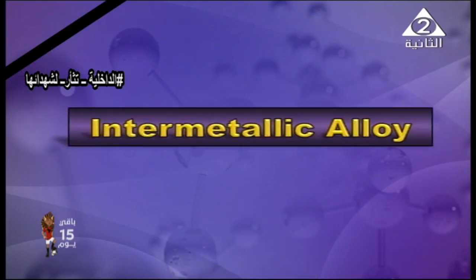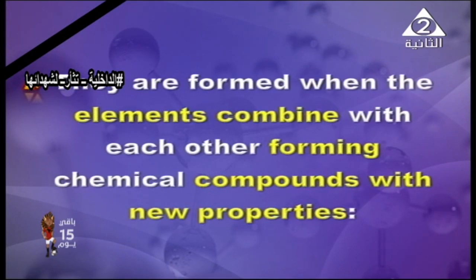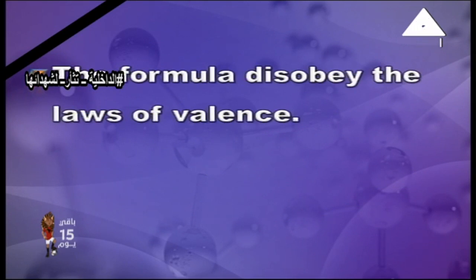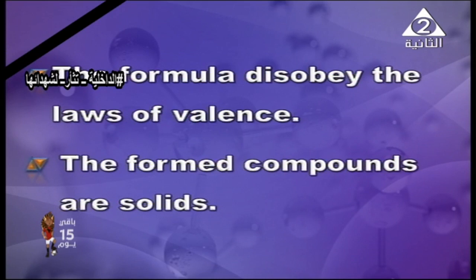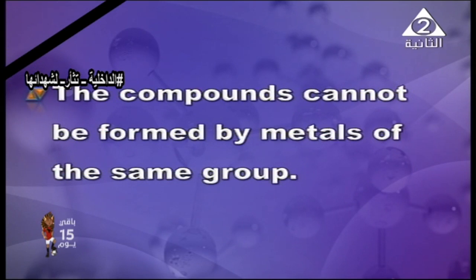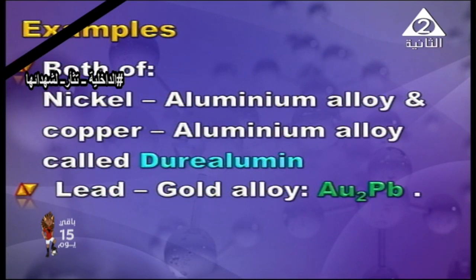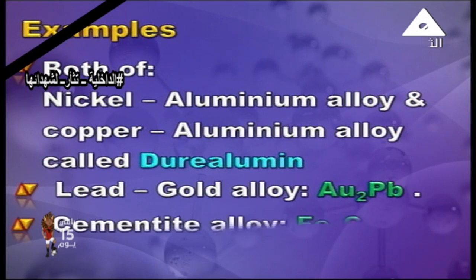Next point, intermetallic alloy. They are formed when the elements combine with each other, forming chemical compounds with new properties. The formula disobeys the law of valence. The formed compounds are solids. The compounds cannot be formed by metals of the same group. Examples: nickel aluminum alloy and copper aluminum alloy called duralumin, lead gold alloy that has chemical formula Au2Pb, and cementite alloy that has chemical formula Fe3C.